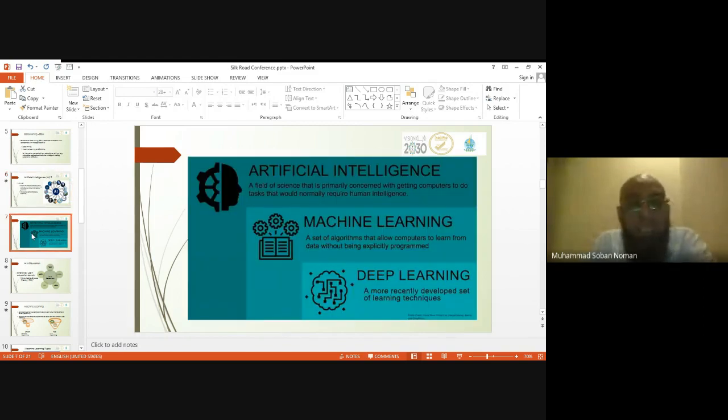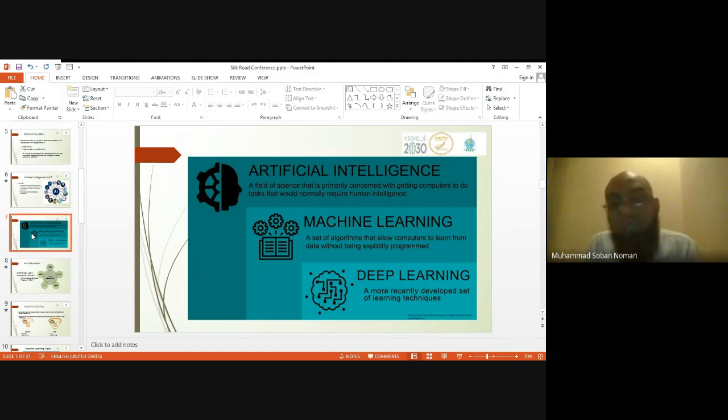This is a more generic diagram that shows you the three main things. Artificial intelligence is the primary domain. Under artificial intelligence, we have machine learning, where we develop a model that can help us. And in machine learning, we have deep learning, which you can say is an advanced form of machine learning techniques. Our focus is on machine learning for our study, and I will explain why later.